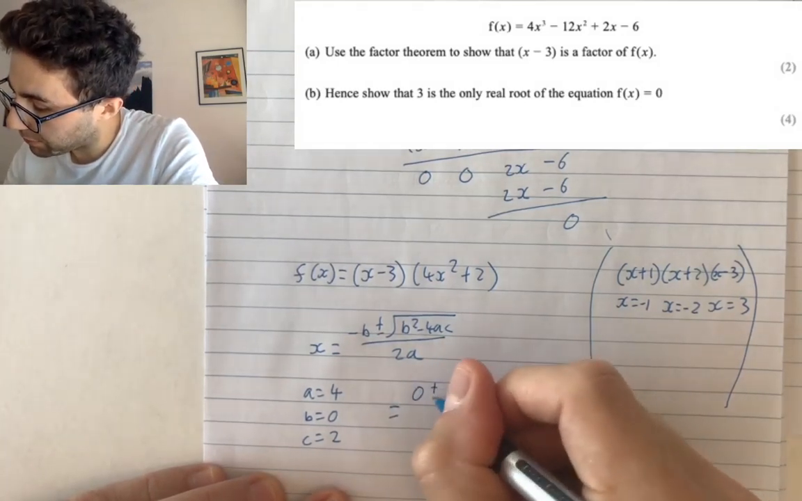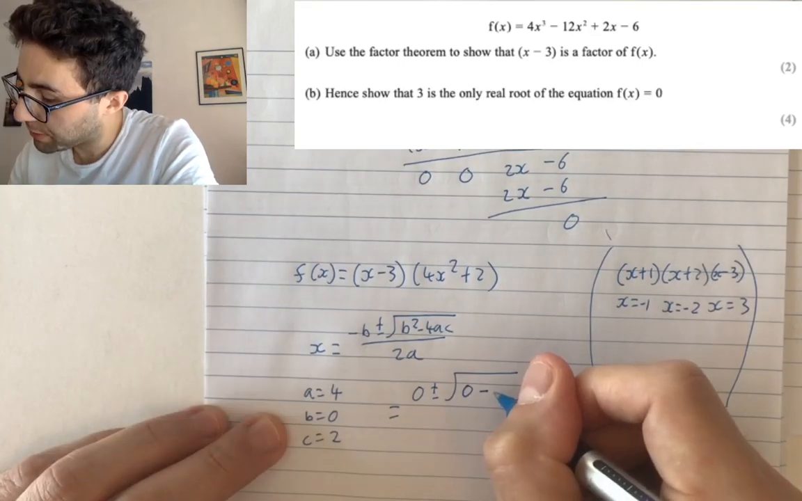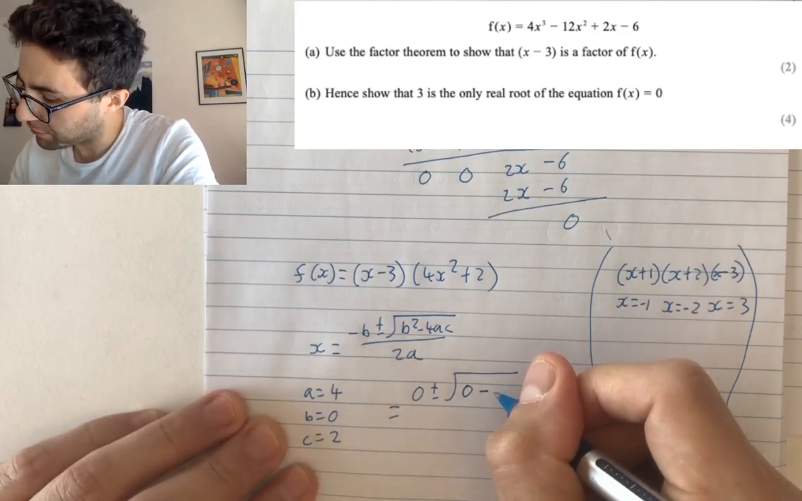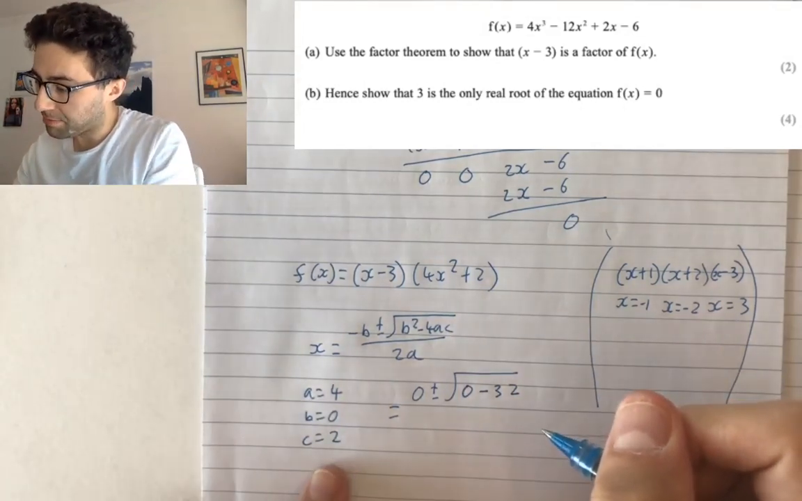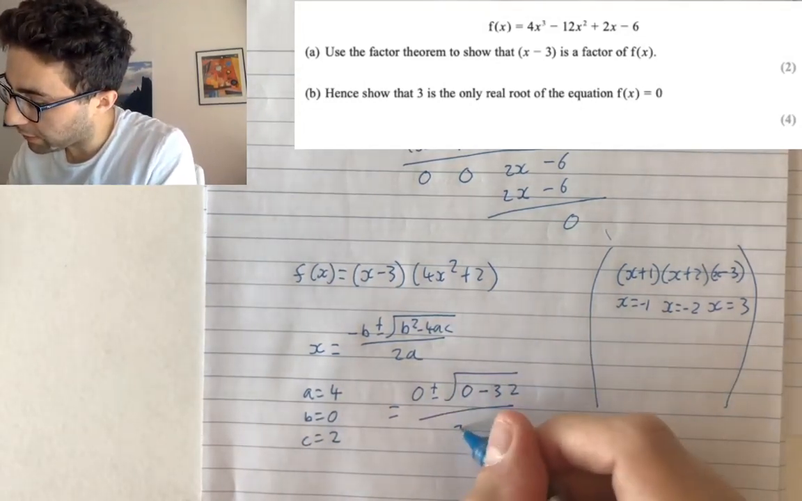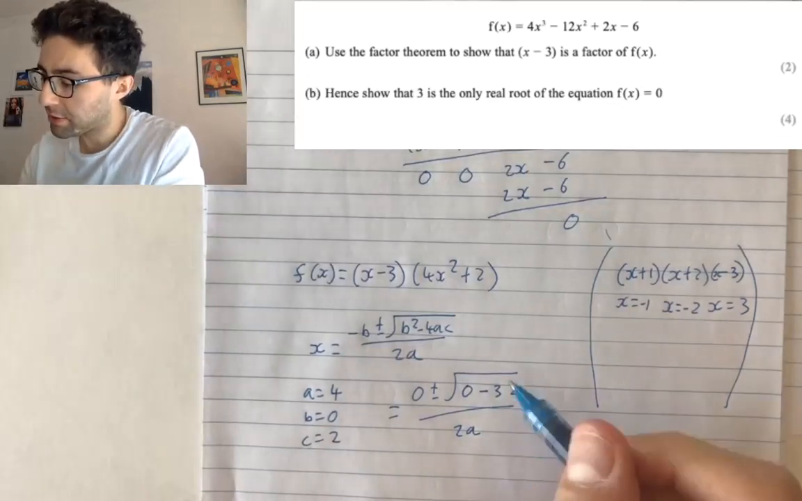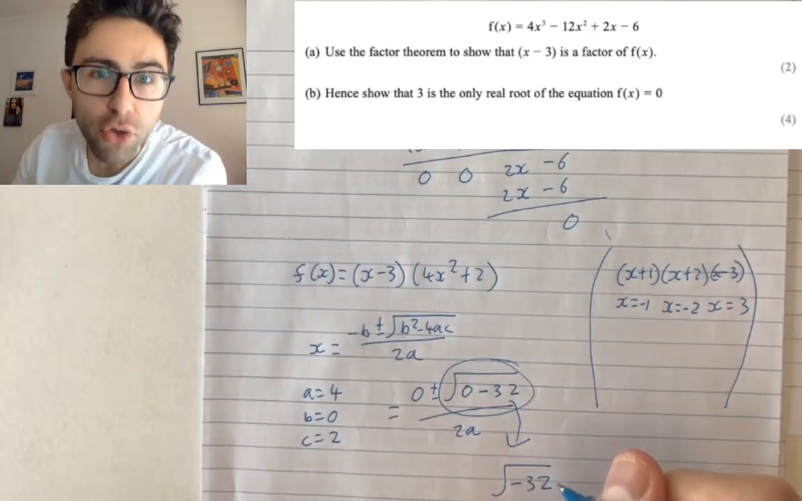So 0 plus or minus the square root of 0 squared, which is 0, minus 4 times 4 times 2. 4 times 4 is 16, times 2 is 32. 4 times a times c, yeah, that sounds all right to me, over 2a. And would you look at that? Let's examine that in a bit more detail. The square root of negative 32. You cannot do it.